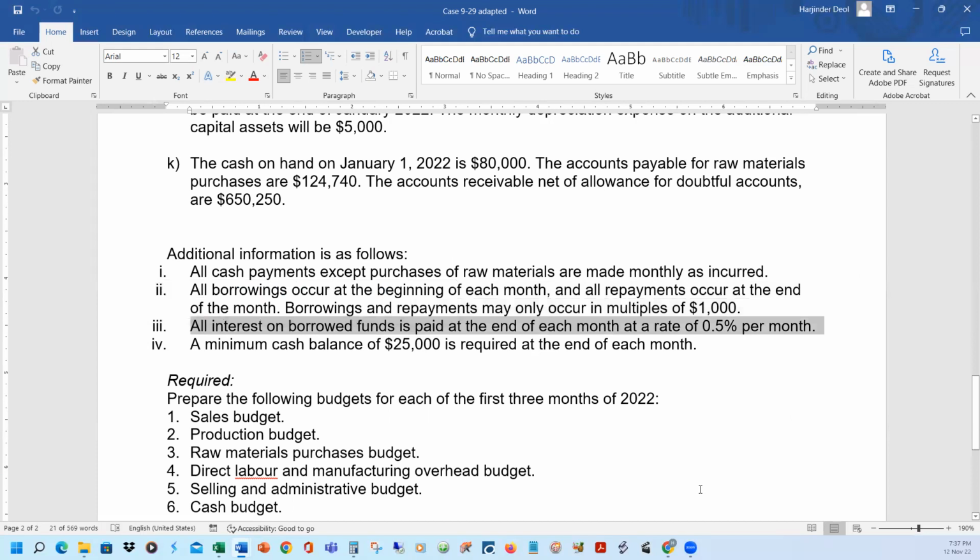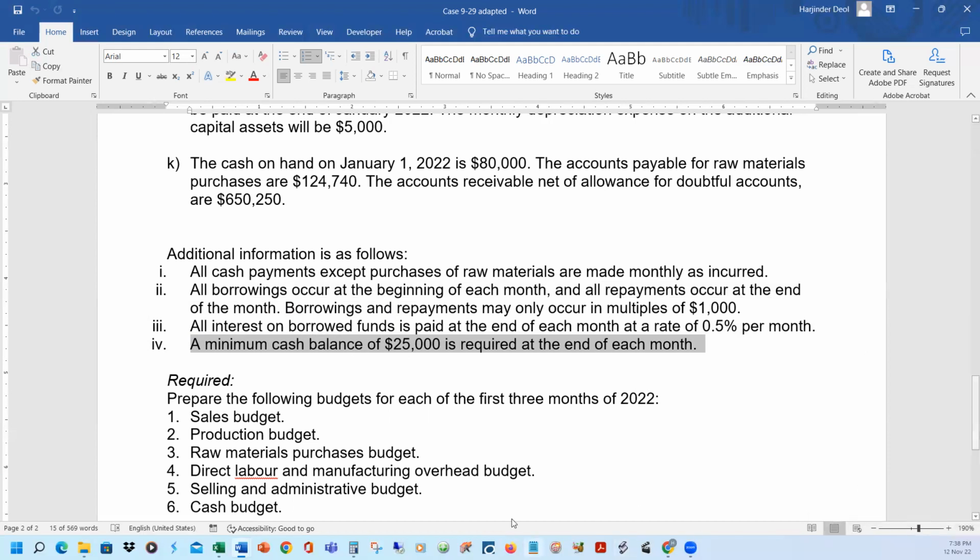All interest on borrowed funds is paid at the end of each month at the rate of 0.5% per month. So there's interest to be considered. And a minimum cash balance of $25,000 is required at the end of each month. So we can't borrow just enough to make up our cash shortfall. We need to make sure that we end the month with at least $25,000 on hand. So this does force our hand considerably.